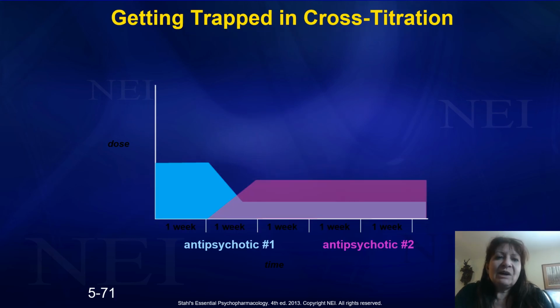You also do not want to get trapped in a cross-titration, meaning you start reducing the first one and you start the second one, but you never finish getting the patient off the first antipsychotic. You need to carry that through and get rid of the first one.